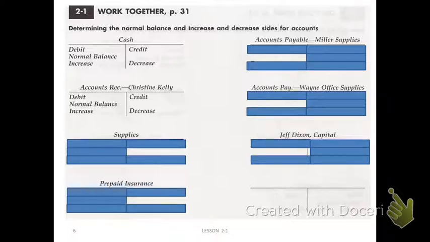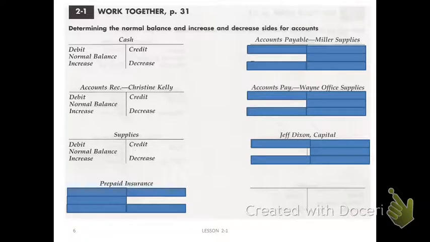Supplies, another asset, once again, label the debit side, label the credit side. So for supplies, you would say that the increase or normal balance side of the T account would fall on the debit side. And the decrease to supplies, which would be on the side opposite the normal balance, that would fall on the credit side. So if supplies increased, I would list it as a debit.